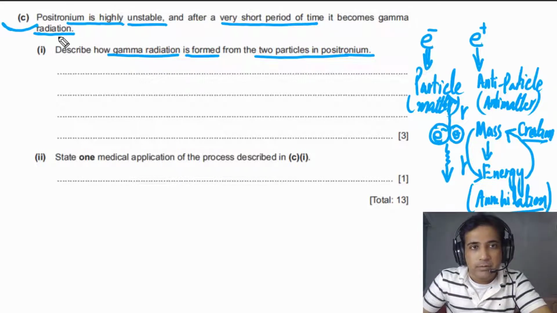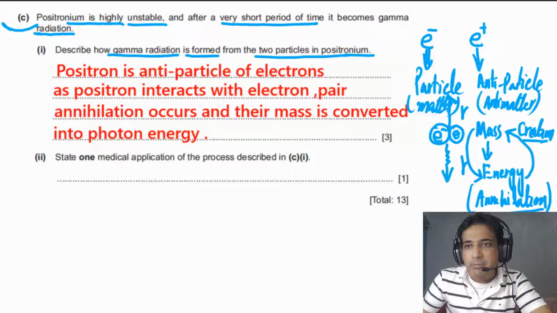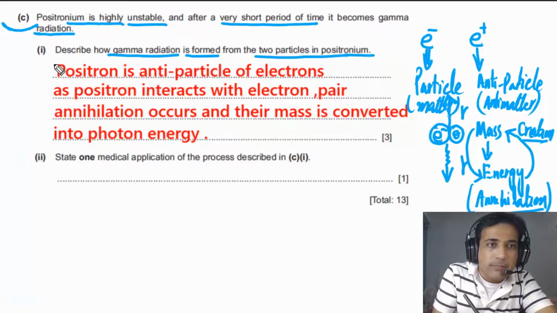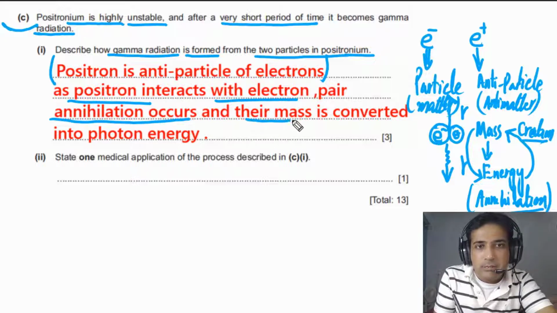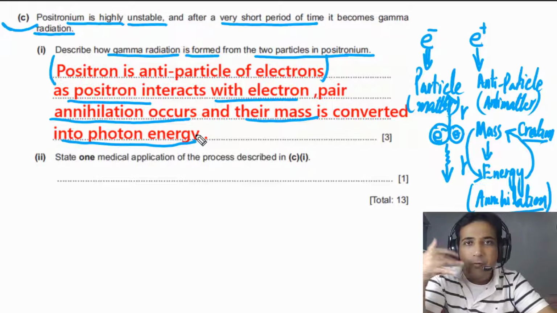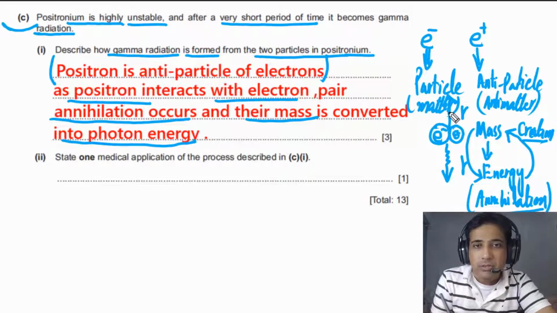So let me show you how you can write down the answer. In your answer, you can mention these points. You can say positron is the antiparticle of electrons. As positron interacts with electron, annihilation occurs and the mass is converted into photon energy, in the form of gamma radiations. In this case, 2 gamma radiations will be emitted to conserve momentum.